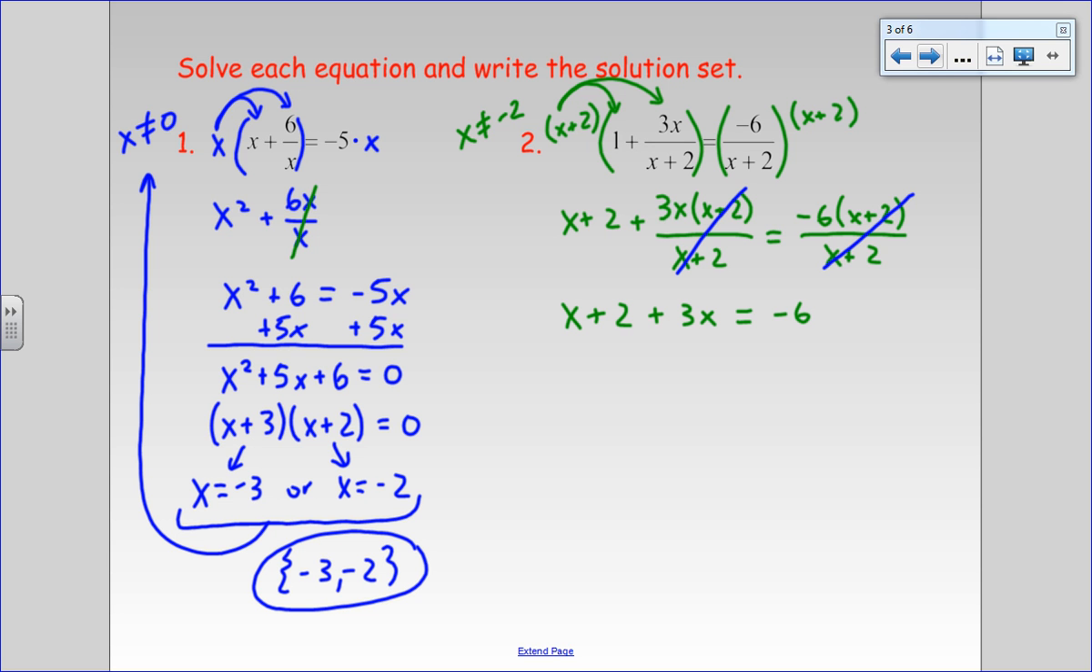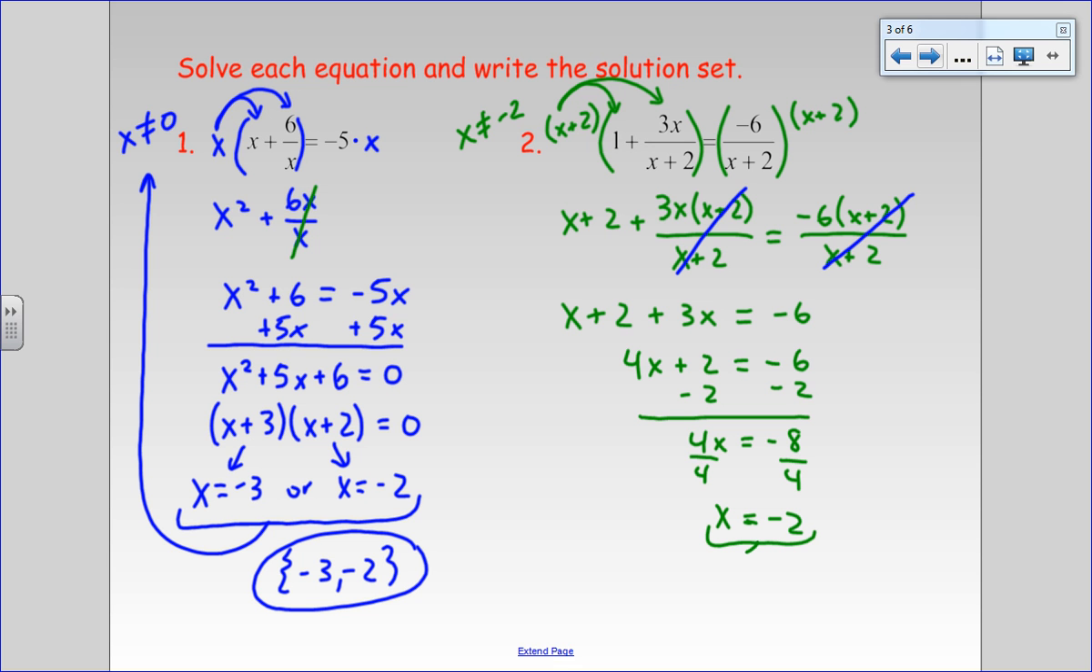Now this is a linear equation, so we're going to isolate the variable to solve it. First, let's combine like terms. On the left, x plus 3x is 4x. Then we will subtract 2 on both sides. And finally, we'll divide both sides by 4. So the solution of the linear equation is x equals negative 2.